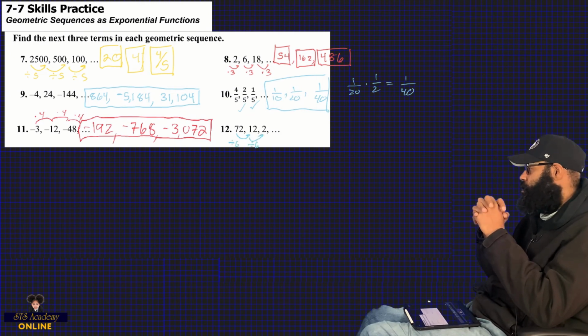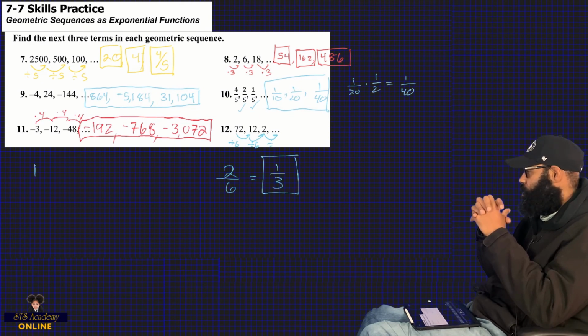Oh man, 72 divided by 6, 12 divided by 6, 2 divided by 6, well, literally 2 divided by 6, 1/3. Get it in there. Next one, 1/3 divided by 6. So make it a fraction, flip it, 1/3 times 1/6. Yes, I need you to flip it, the reciprocal.